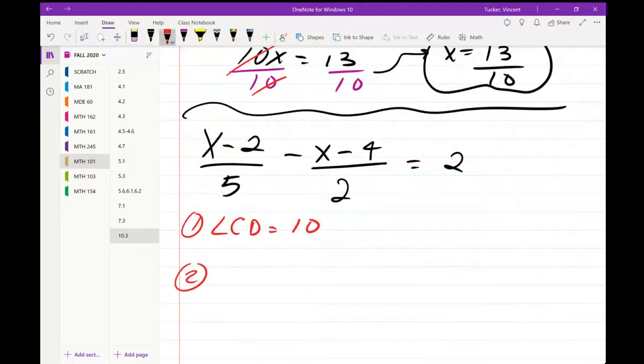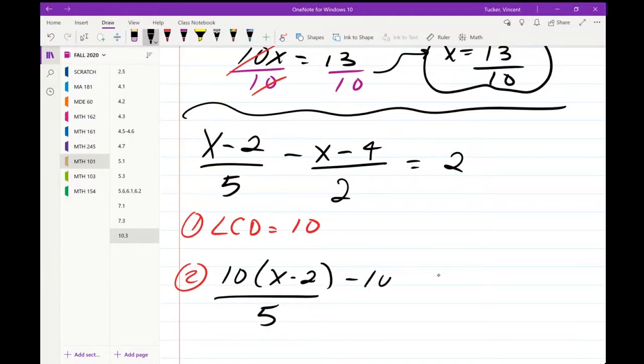Second step, we're going to multiply that 10 to each numerator. Not going to distribute it. Just leave it outside. And even if it doesn't have a denominator, multiply by 10. So everything needs to be affected by the 10 or you will be changing the value of the equation.